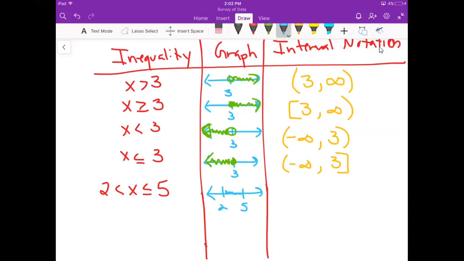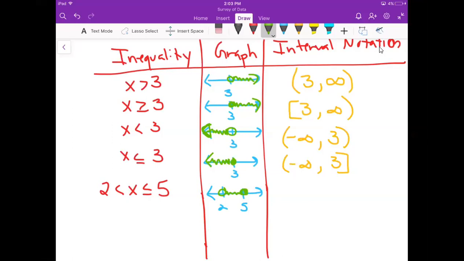Let me make sure I change that color real quick. There we go. And x cannot be 2. That's where I have my open circle. X can be 5 because I have the equals to part of the inequality there. So I've graphed it.